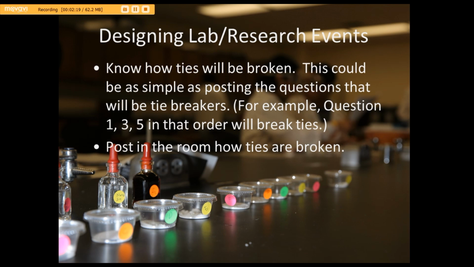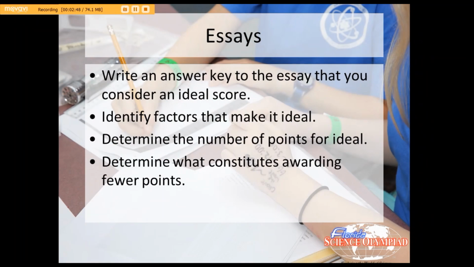Also, read the rules. There might be guidance in the rules on how ties are broken, but if there is not, then post in the room how you are going to break those ties. So breaking those ties could be that you identify preset questions. You can have a separate set of questions, but just make that transparent to the teams. The easiest is you've got your test, and you just identify question 1, question 3, question 5, and so on, that will be used to break the ties.